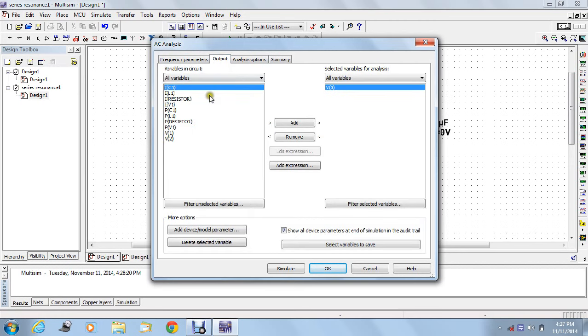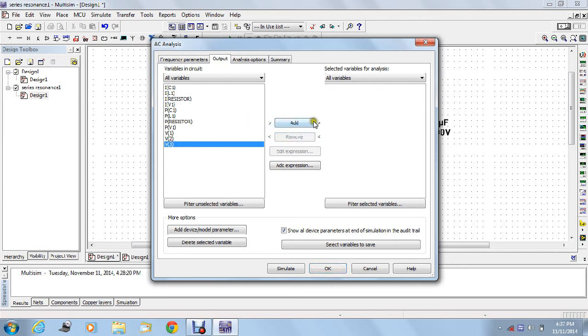In output, you can see IC1 capacitor current, IL1, IR1, PC1 power across capacitor, power across inductor, power across resistor, power across V1, V1 and V2. So for this we are going to select V1, V2. If something is already there, remove it.